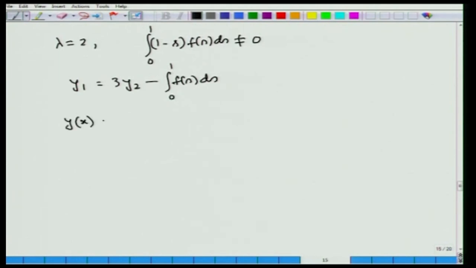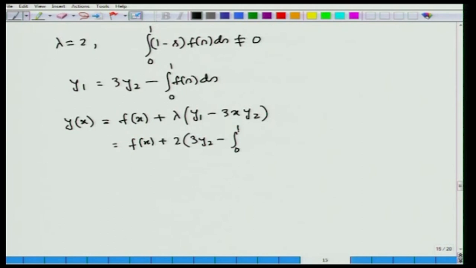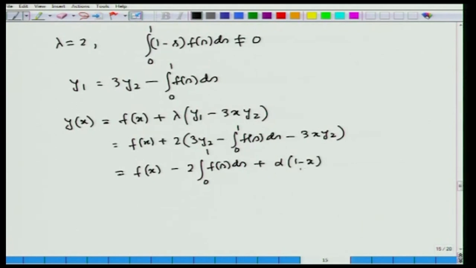In that case we can write down the solution of the given problem, that is y(x) equal to f(x) plus lambda y1 minus 3x y2. Substituting the expression for this y1, we can write f(x) plus 2 into 3 y2 minus integral 0 to 1 of f(s) ds minus 3x y2, and ultimately this comes out to be f(x) minus 2 integral 0 to 1 of f(s) ds plus alpha times 1 minus x, because 6 y2 minus 6x y2 can be clubbed into 6 y2 times 1 minus x.